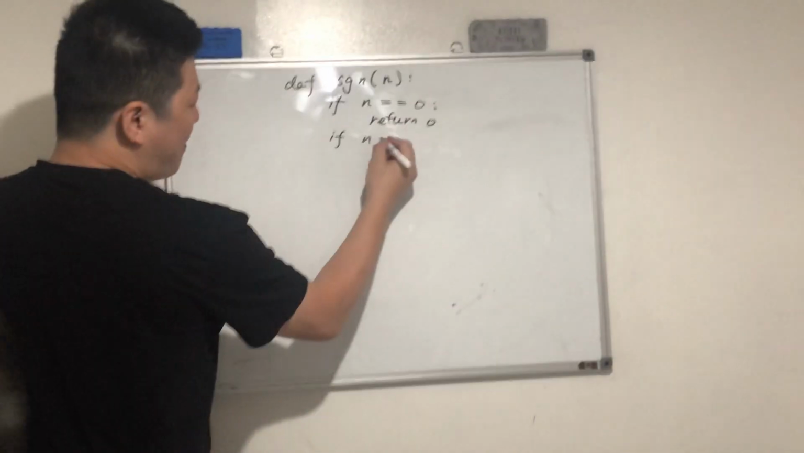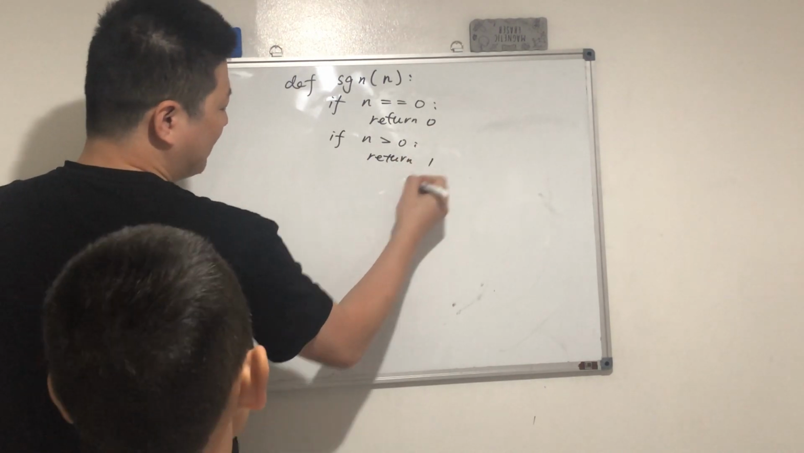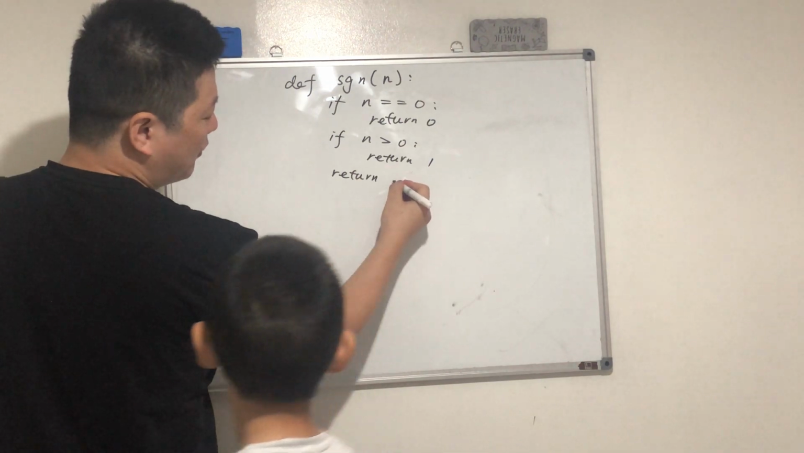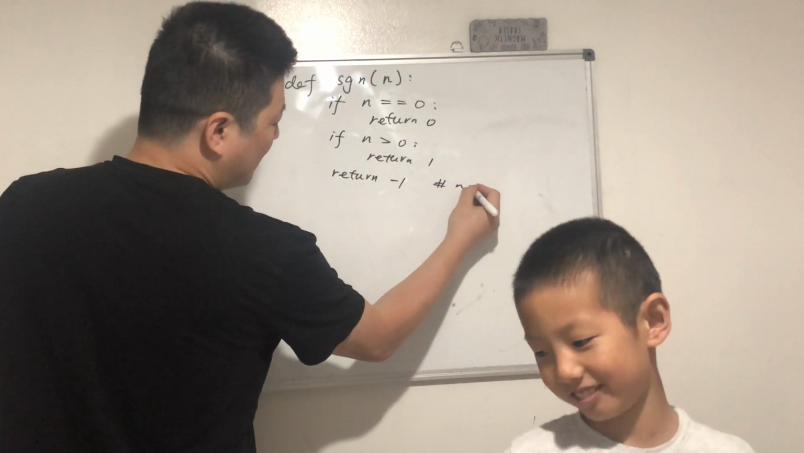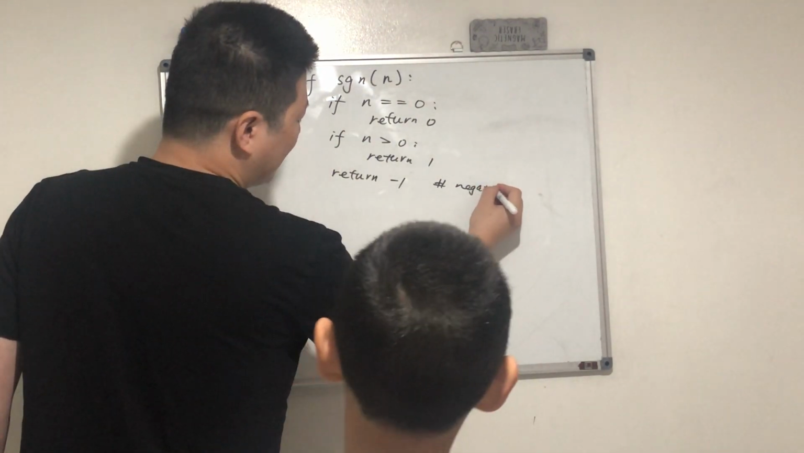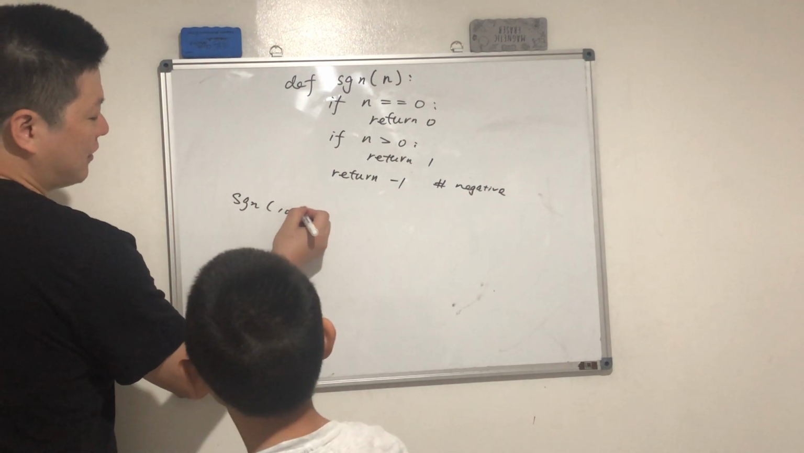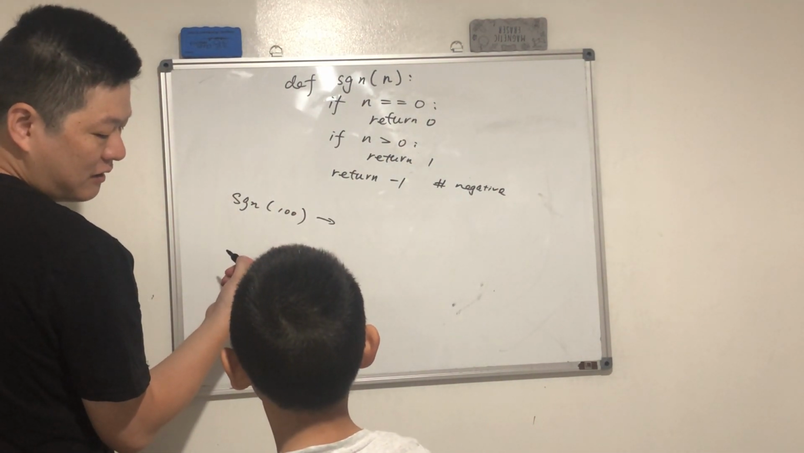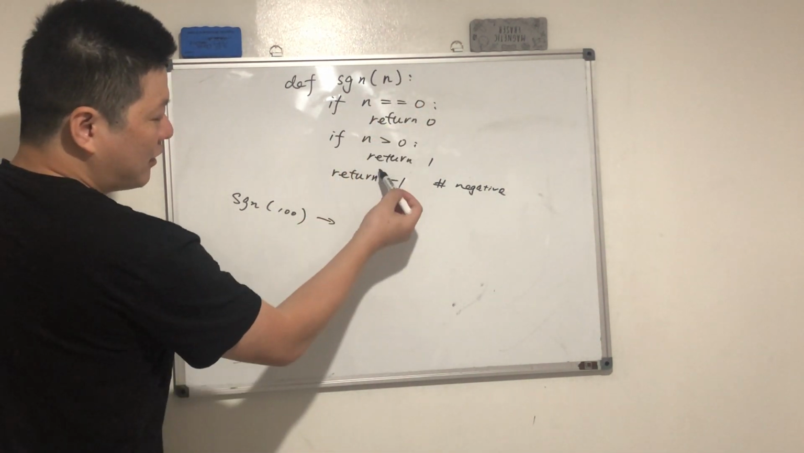If n is bigger than 0, we return 1. And else, we return minus 1 for negative, yeah? Here is negative. That's the sine function, right? Negative numbers. So for example, SGN 100, what does it return? You put it here, so what does it return?